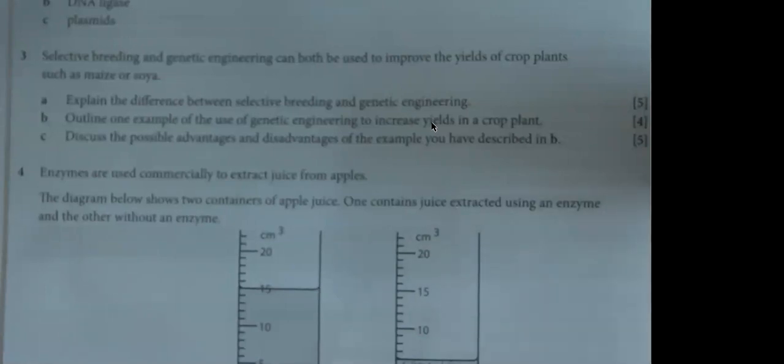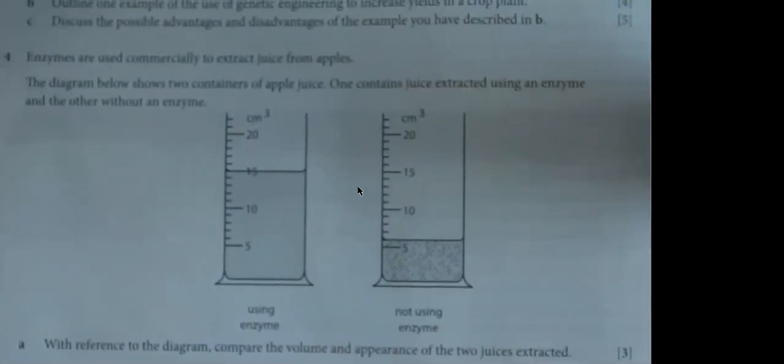Okay, what about the enzymes used commercially to extract juice from apple, right? The diagram below shows there are two containers of apple juice, one containing juice extracted using an enzyme and the other without an enzyme. Okay, this one is using enzyme and this is not using enzyme. So A, with reference to the diagram, compare the volume and appearance of the two juices extracted. First of all, look at the volume, not using the enzyme and using the enzyme, and then explain it, please also. Hala, go ahead.